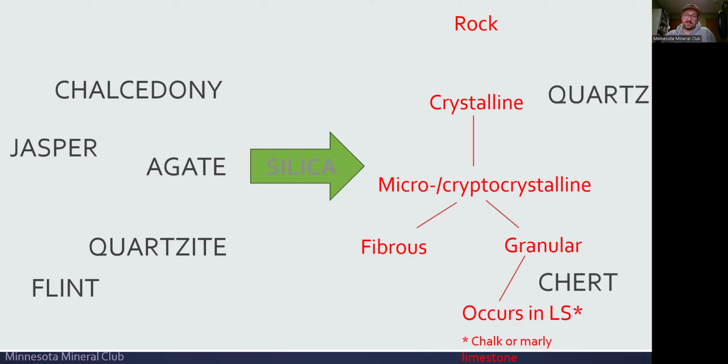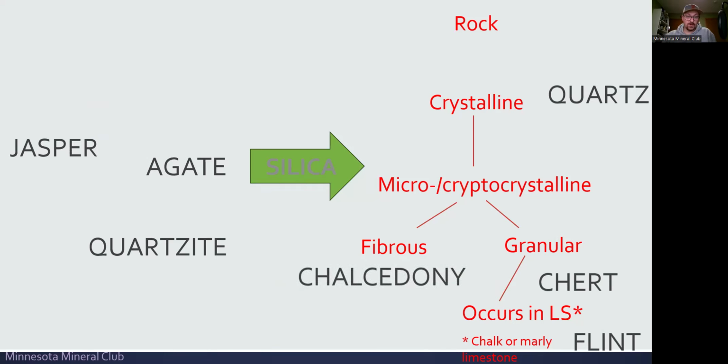One special type of chert that occurs in limestone is flint. So if you've heard of flint before, it is just a darkish, usually dark gray or black form of chert. And then looking into your fibrous versions of microcrystalline quartz, this is what's referred to as chalcedony. So the difference between chalcedony and chert is that chalcedony forms as fibrous versions of silica, whereas chert is granular.